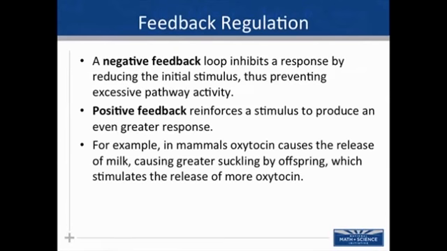In addition to the negative feedback loops, we also have positive feedback occurring in our body. One clean example of that would be in mammals, the hormone oxytocin causes the release of milk. That is going to cause the baby to have greater suckling, and then that's going to stimulate the production of more oxytocin. So we see an amplification of the pathway rather than a stopping of the pathway. And so those sorts of regulatory mechanisms are called positive feedback loops.